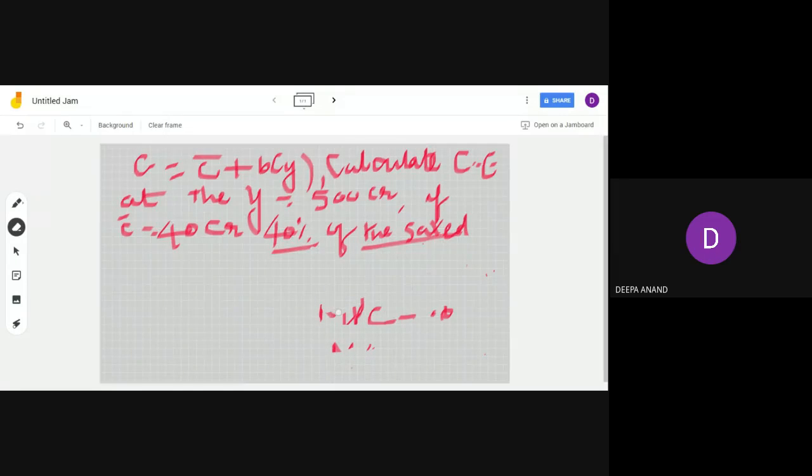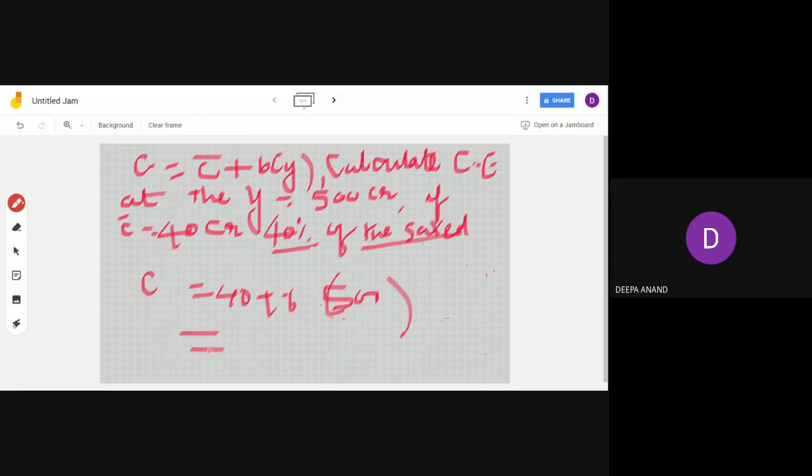So what is the consumption expenditure? Now you find. Consumption expenditure is equal to autonomous consumption plus 0.6 into what is the level of income? 500. So you will get 40 plus 300. That is 340 crores. That is the consumption expenditure.